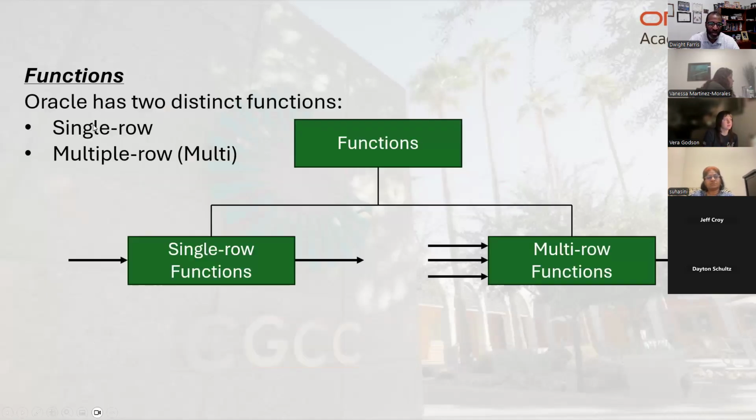So in Oracle, basically SQL, there are two distinct functions: single row and multi-row, or multiple row. And this is a good representation here. Single row has a single input and produces a single output. Multiple row has multiple input, but it still produces a single output. I will talk about these a little bit now and more next week. So no panicking.